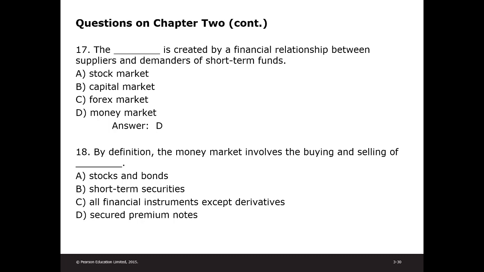By definition, the money market involves the buying and selling of stocks and bonds. No, that's not true. Short-term securities, all financial instruments except derivatives, secured premium notes. Of course, because we are speaking about the money market, the answer would be B, short-term securities.